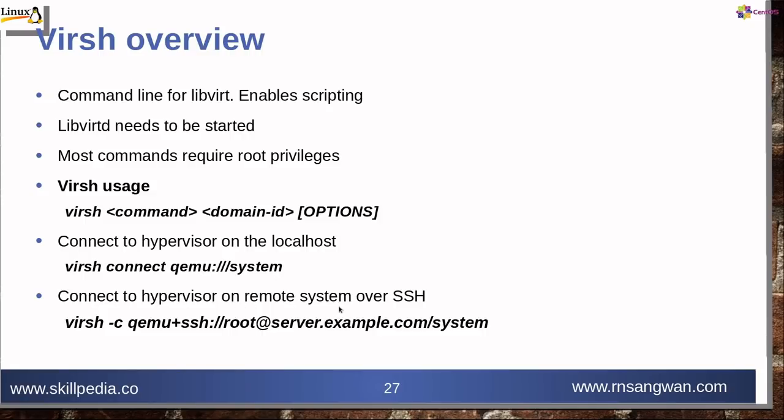Connect to a hypervisor on a remote system over SSH, like virsh -c qemu+ssh://root@server.example.com/system. It will connect to the system. So this is a way to connect remotely. What I am trying to say here is, even if it is a remote location, you can directly connect to the hypervisor if you have access, because QEMU accesses it through SSH. So you directly connect to the remote machine, and Virsh will give you access to that machine remotely.